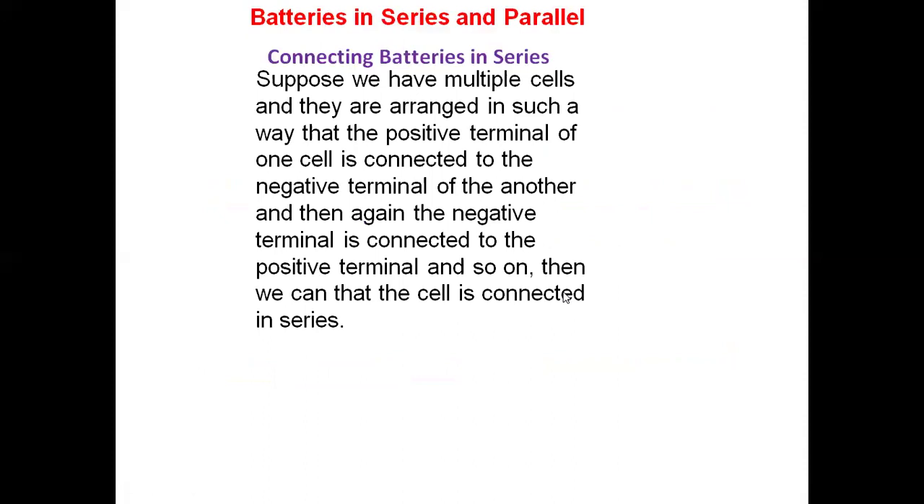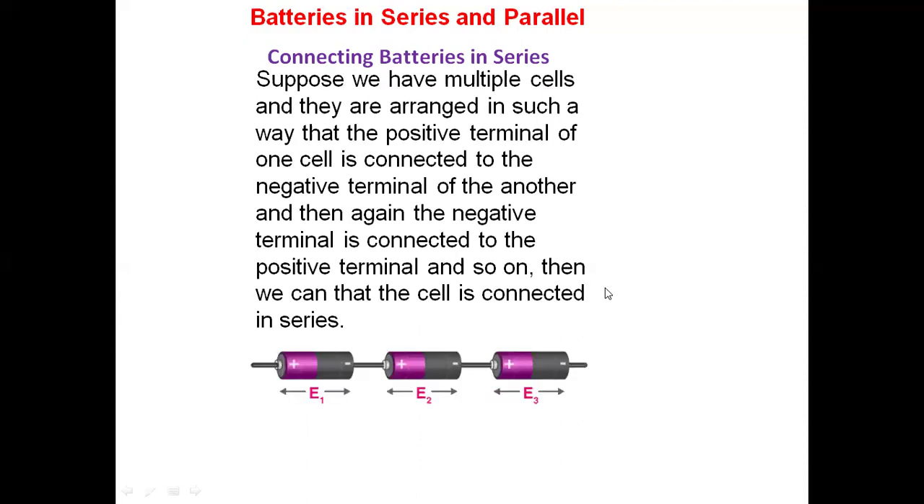Today's video is made on the arrangement of cells in series and parallel. First, we will discuss the arrangement of cells in series. When we have a number of cells arranged in such a way that the positive terminal of one cell is connected to the negative terminal of the other, and then again the negative terminal is connected to the positive terminal, and so on, then we can say that the cells are connected in series like this.